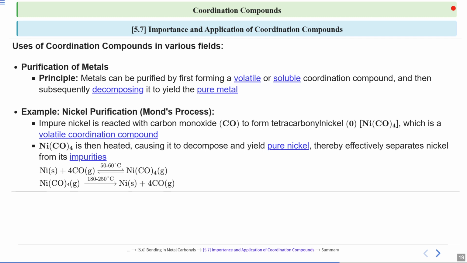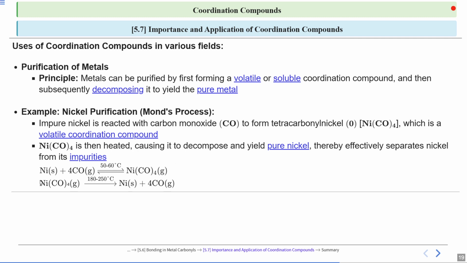So when this complex is heated, it is decomposed and yields the pure nickel, thereby effectively separating the nickel from its impurities. So from the impure nickel we get the pure nickel by this process: first, formation of this complex by reacting with carbon monoxide, and then heating it to get the pure nickel after removing its impurities.